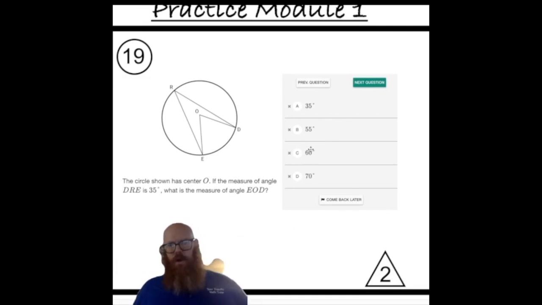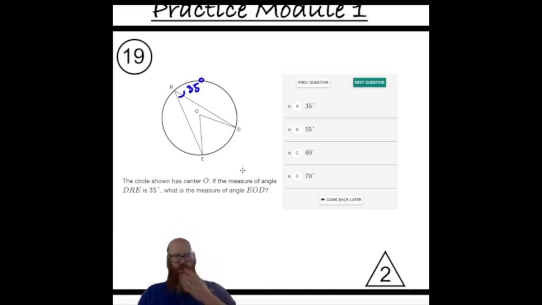Okay, so here in number 19, we have a circle shown that has center O. If the measure of the angle DRE is 35 degrees, so DRE, this one is 35 degrees. What is the measure of EOD?